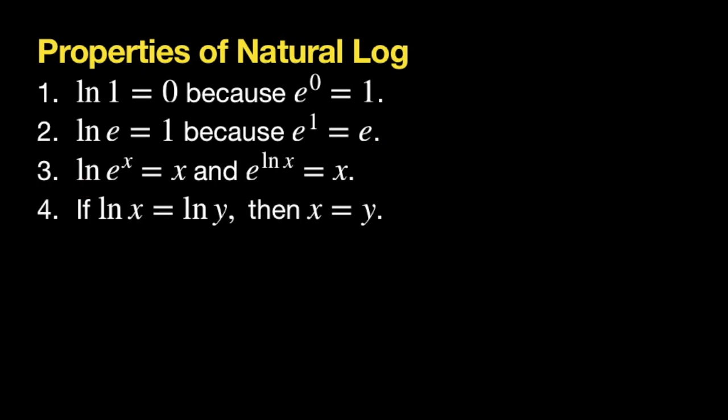Ln of e to the x is going to just be x. And again, this is because the ln and the e cancel each other out. And if you have ln of x is equal to ln of y, we know that x and y are going to be equal to each other.